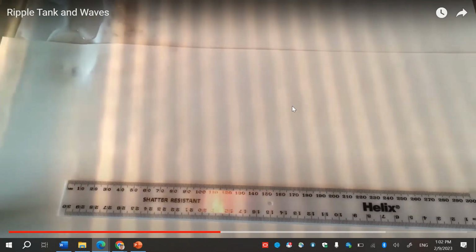Let me pause here and also show you how we create deep and shallow regions. By introducing one piece of acrylic plate into the ripple tank, I will create a shallow region as compared to a deep region. So it's for studying when the water wave is created and moves from deeper to shallow region, how will the wavelength, wave speed or frequency change? Will it change or not? Let's take a look at the next clip.